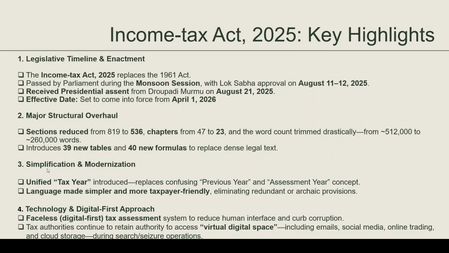So what is the simplification and modernization done in this act? The unified tax year is introduced. Previously in the Income Tax Act 1961, we used the concept of previous year and assessment year, which was very confusing for various taxpayers. So to make the act taxpayer friendly, they use much simpler language and also introduce the concept of tax year instead of previous year and assessment year. And they eliminated the redundant and obsolete provisions.